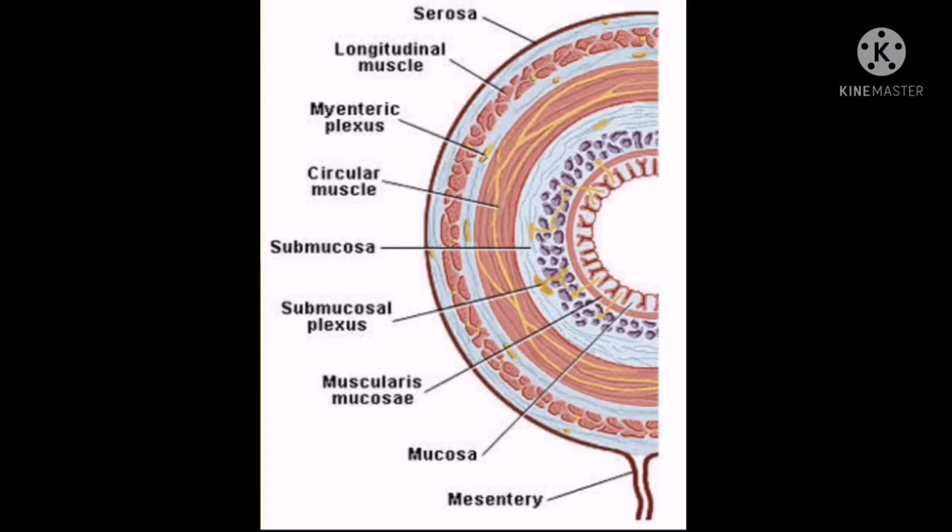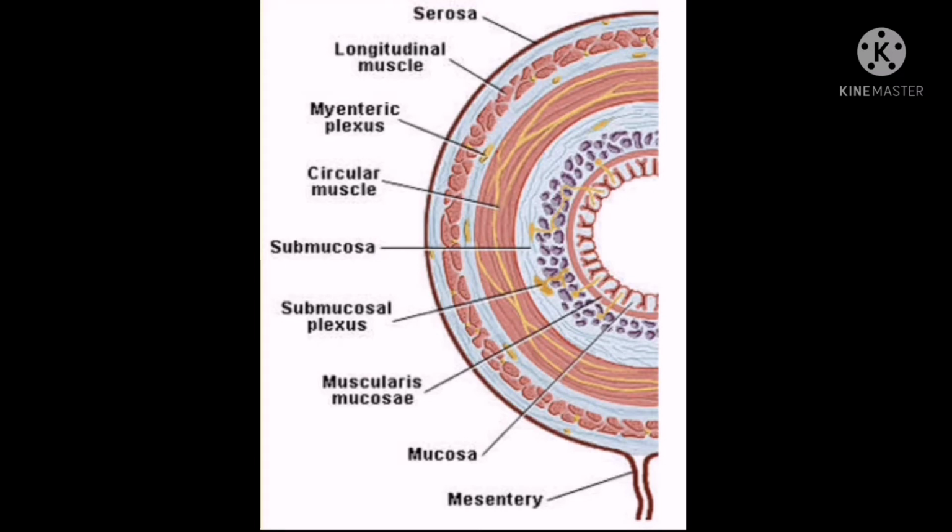First, you need to know a little about the histological structure of the gut wall. From inwards to outwards, it consists of the mucosa, the submucosa, the muscularis externa, with the inner longitudinal and outer circular layers, and on the outside you have the serosa or the adventitia.